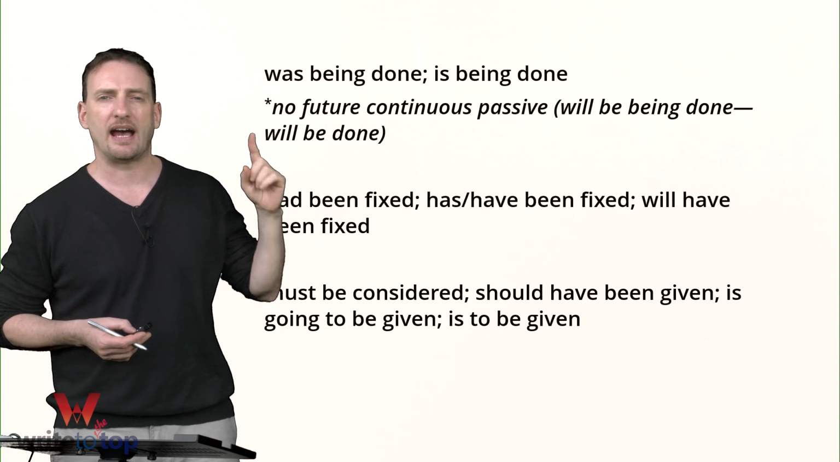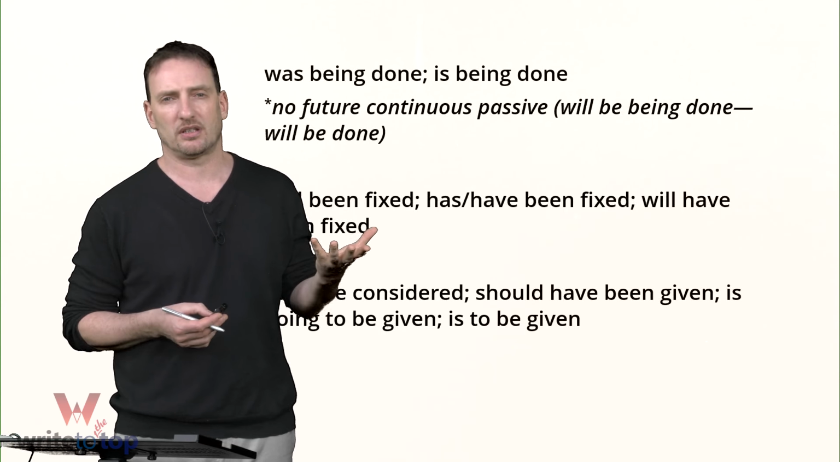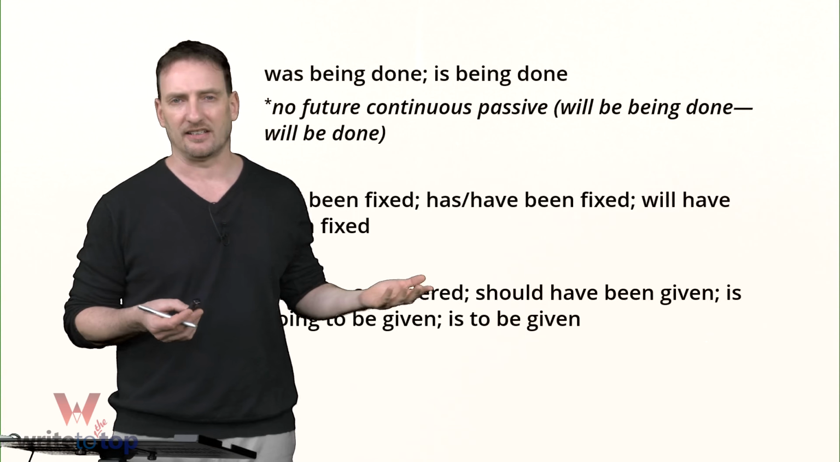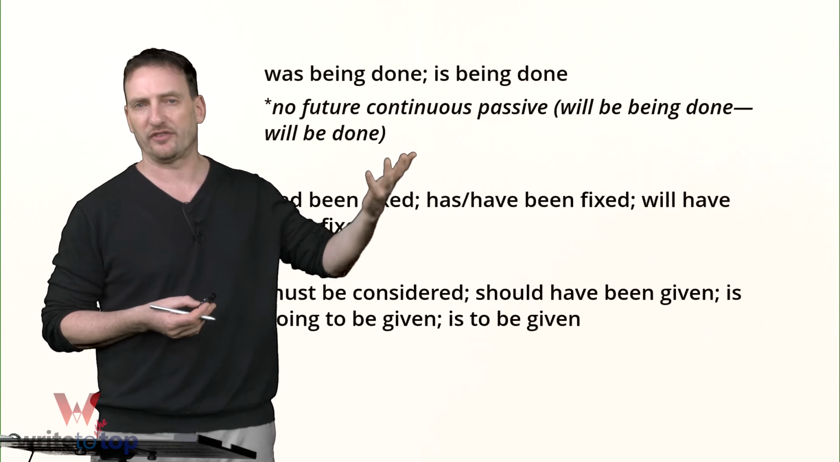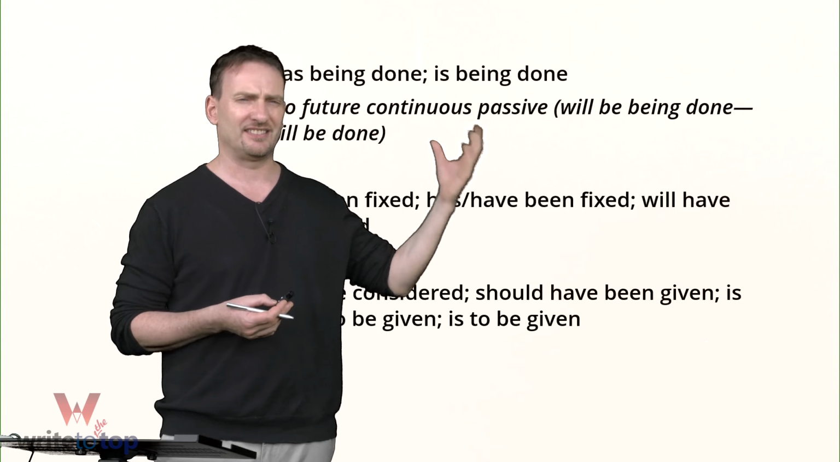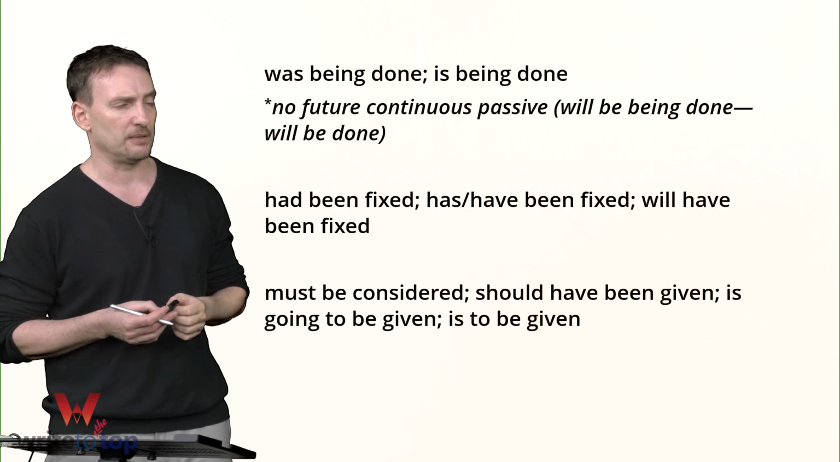Notice that we don't use a future continuous. Will be being done. It's just unnecessary. We just say will be done for the future. So don't use a future continuous passive. That's the only tense that it doesn't really apply to.